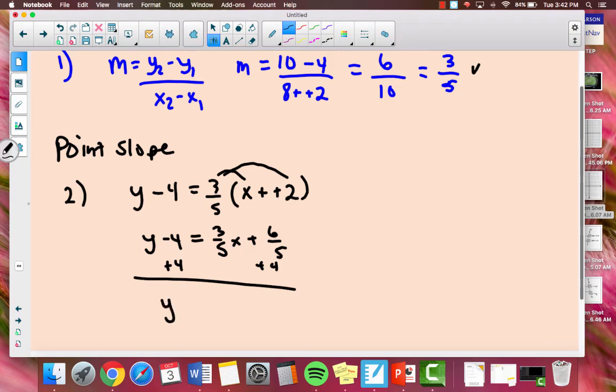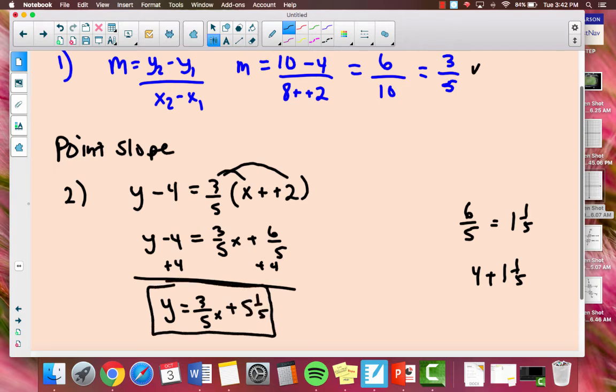So we'd have y equals 3/5 x. And then all you have to do is add 4 to 6/5. Well, 6/5 is the same as 1 and 1/5. So if I add 4 plus 1 and 1/5, I get plus 5 and 1/5. So there's my equation. Okay, so if it doesn't tell you to leave it in point slope form, make sure you change it to slope-intercept form. That's really important.